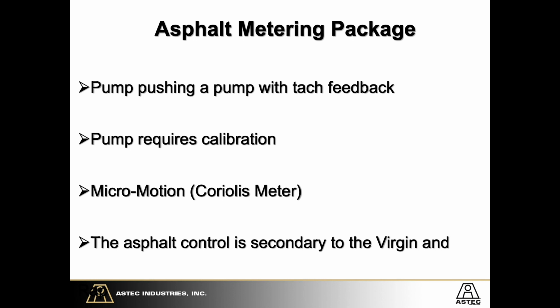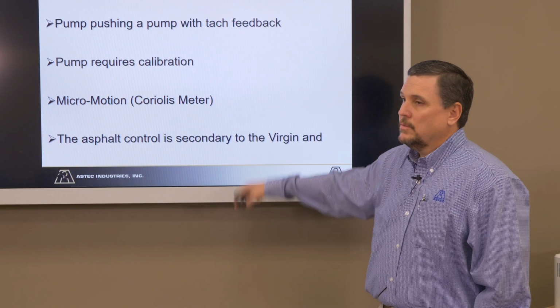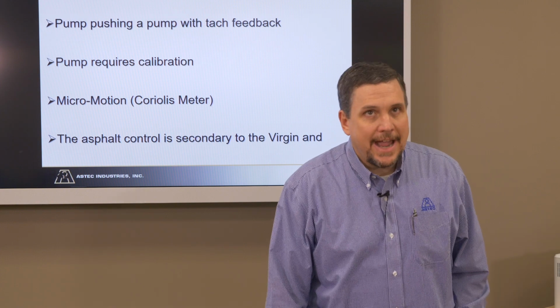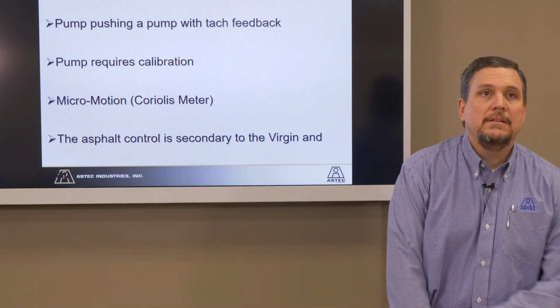As we talked about, pump pushing a pump has a tach feedback. The pump does require calibrations. One of the things that we see more and more in the industry is a micro motion or a Coriolis meter. The asphalt control is secondary to the virgin and to the recycle. These micro motions that we're talking about, as far as accuracy, they are very, very accurate. And we're going to show you a cutaway of them here.